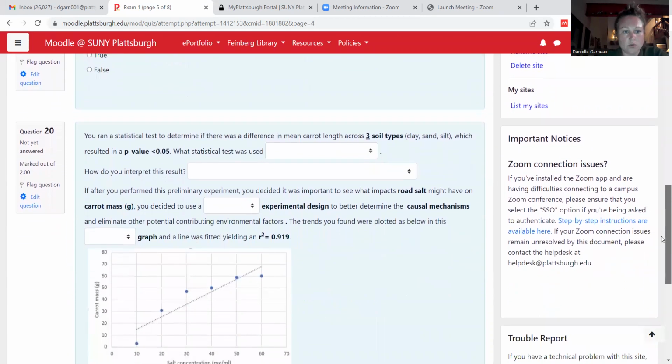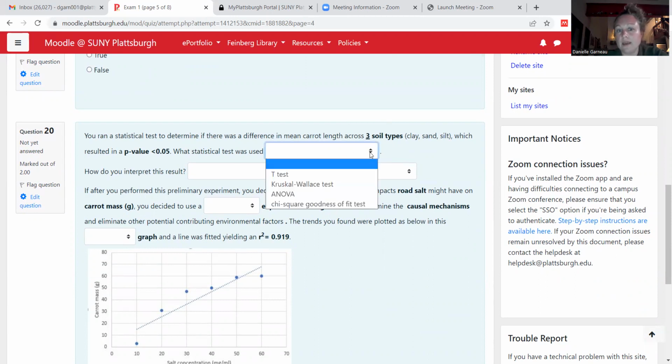All right, question 20. We ran a statistical test to determine if there's a difference in mean carrot length across 3 soil types. And we resulted in an output of a p-value. So that narrows stuff down. A t-test, again, compares across 2 sites. So we know that's not going to work. We've got 3 sites. Well, 3 sites typically draws us to an ANOVA, especially with a p-value as our output.